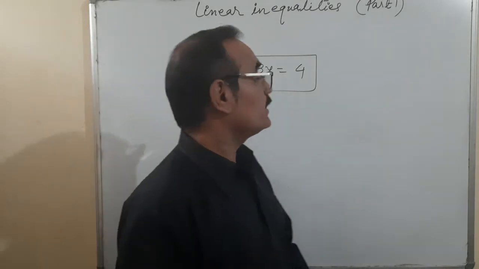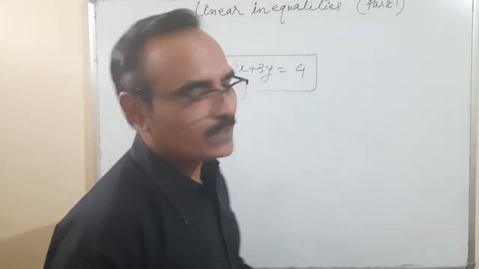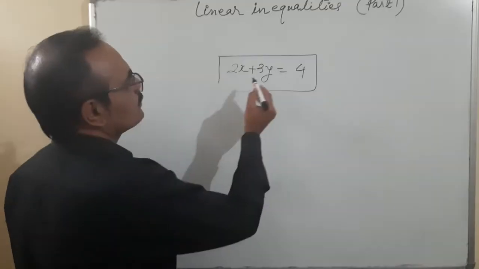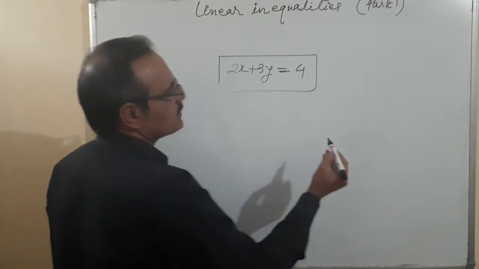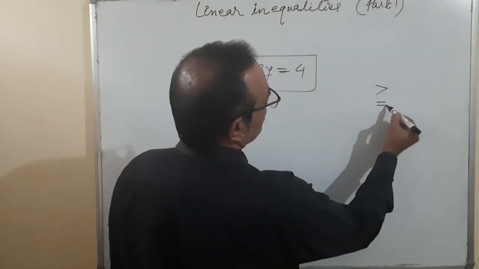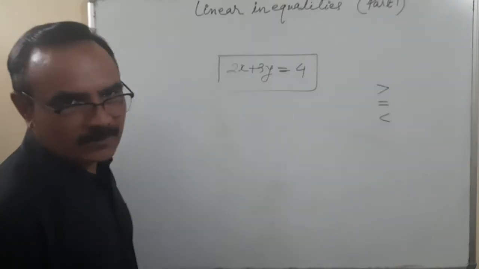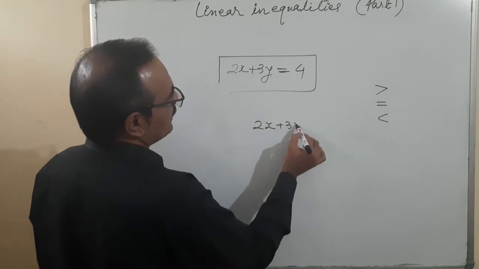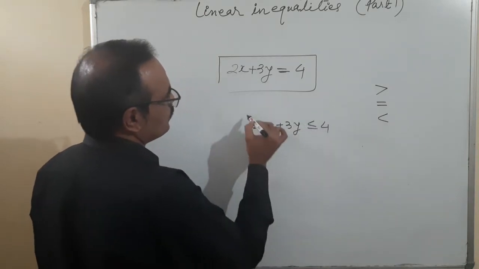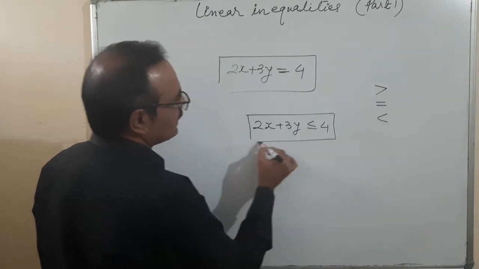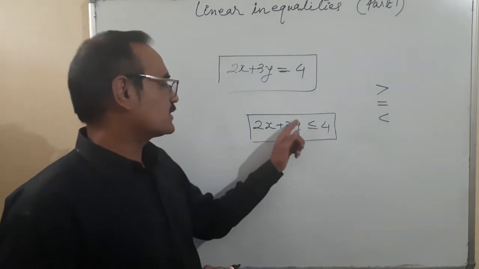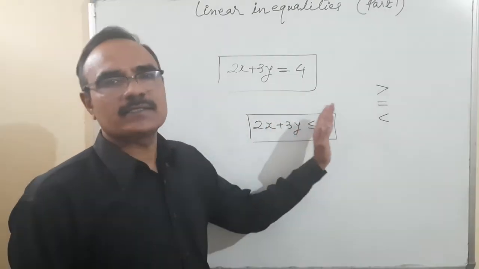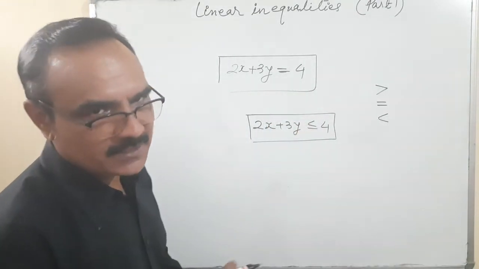Here we are discussing linear inequalities. Inequalities means that in place of the equal sign in 2x plus 3y is equal to 4, there are three possibilities: either greater than, equal, or less than. So if I write 2x plus 3y is less than or equal to 4, what is it? It is called a linear inequality. That means the term on the left hand side is equal to or less than the term on the right hand side. This is the meaning of it.